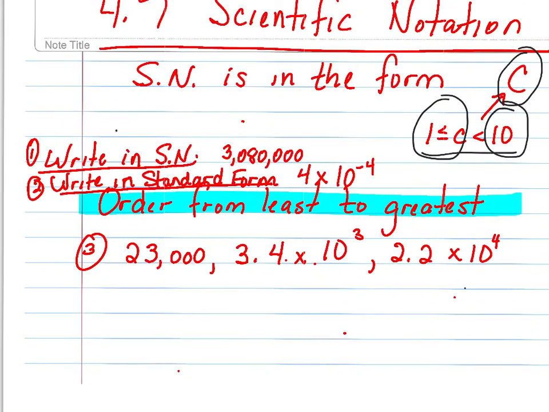So I want to look at this number, 3,080,000 right here. That's a really big number, isn't it? And if a scientist has to use this, they're not going to write it out like that every single time. So the first thing you need to do is move the decimal so it makes a number between 1 and 10. Can't be 10, right?